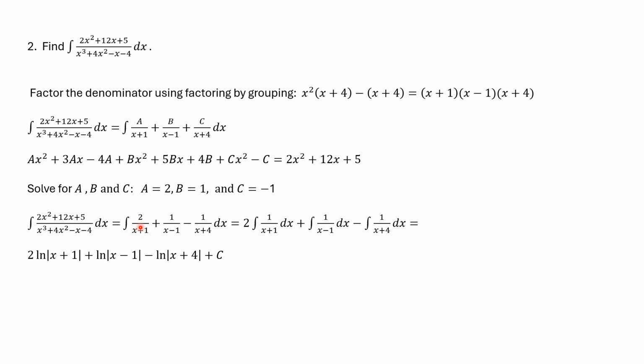So we end up with the integral of 2 over x plus 1, plus 1 over x minus 1, minus 1 over x plus 4. That is 2 times the integral of 1 over x plus 1 dx, which is 2 times the natural log of the absolute value of x plus 1. Plus 1 over x minus 1 integrates as the natural log of the absolute value of x minus 1. Minus 1 over x plus 4 is minus the natural log of x plus 4, plus the constant of integration.